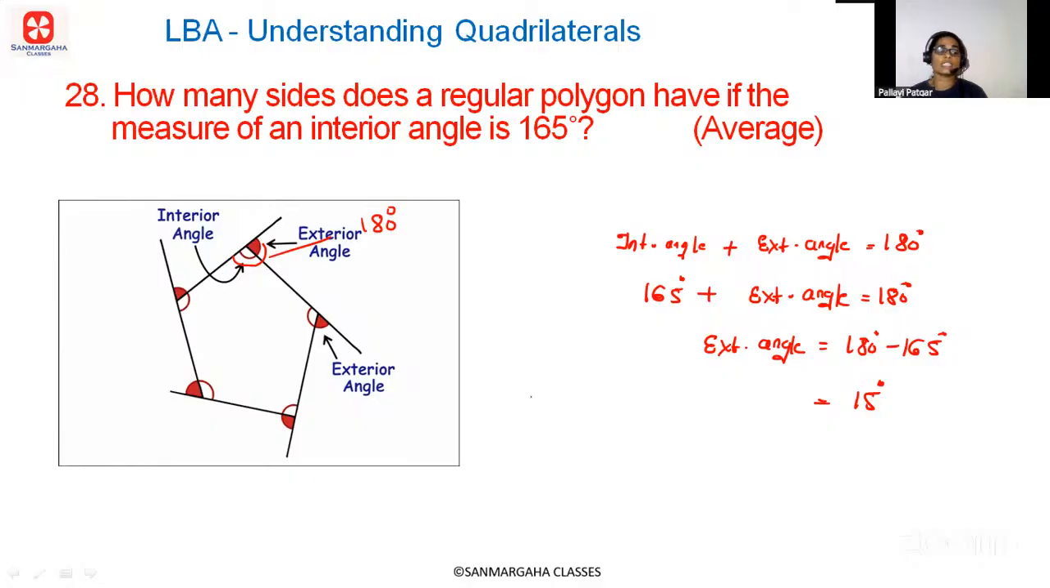Sum of all exterior angles in any regular polygon is 360 degree. So we have to find the number of sides. So n is equal to the formula, 360 degree divided by each exterior angle. So this is equal to, here 5 3s are 15. So here 3 7s are 35.